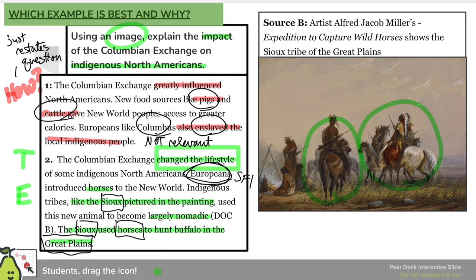We're bringing in outside evidence to support our claim that this was a part of the Columbian Exchange. We also explain how it changed their lifestyle.